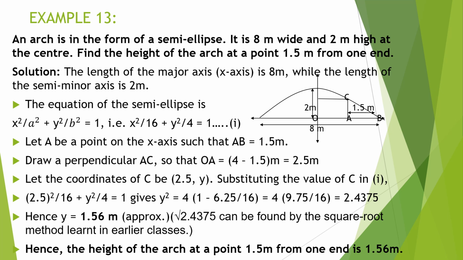Substituting the point C in our equation of the semi-ellipse, we get 2.5 square upon 16 plus y square by 4 equal to 1. So what do we get? y square we get as 2.4375. So y is the square root of 2.4375, which is approximately 1.56 meter. Remember, if you are not allowed calculators, you can find the square root by the method which we have learned in the earlier classes. Hence the height of the arch at a point 1.5 meter from one of the ends is 1.56 meter.